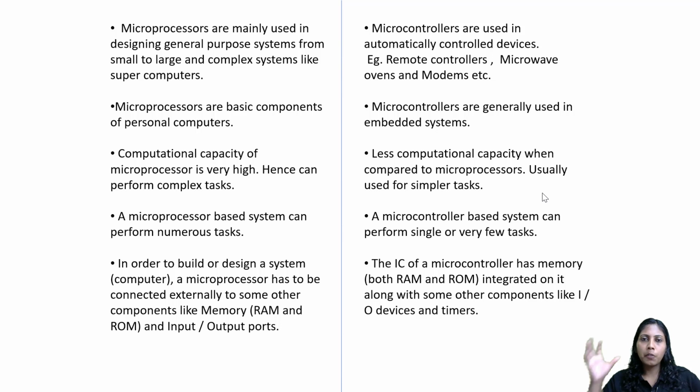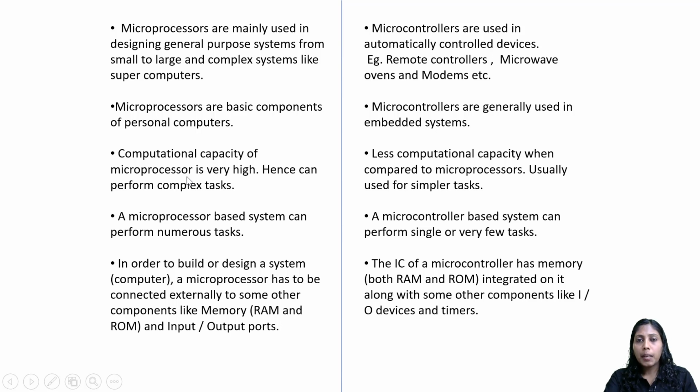You'll be able to compare or visualize what a controller is, and what the difference is between a processor and a controller. It's all necessary and important. Here you can see the microprocessor is mainly used in general system design. For example, if you want to handle some complex task, we'll use a microprocessor. On the other hand, a microcontroller is defined for special purposes, especially in automobiles, like the embedded systems we discussed, in home appliances and all. Microprocessors are basic components of personal computers, and microcontrollers are generally used in embedded systems.